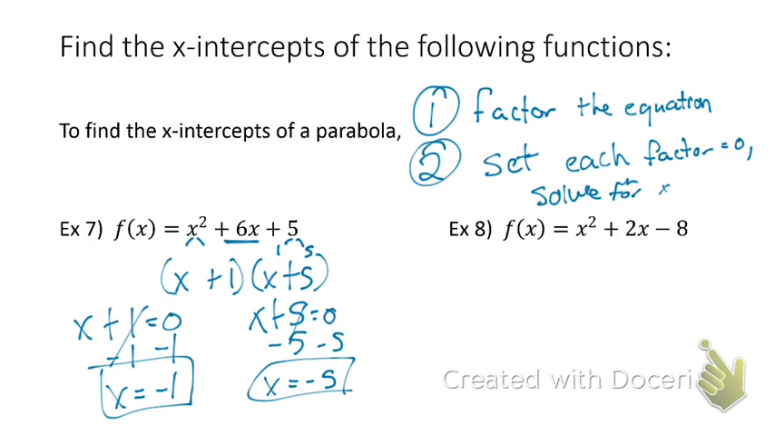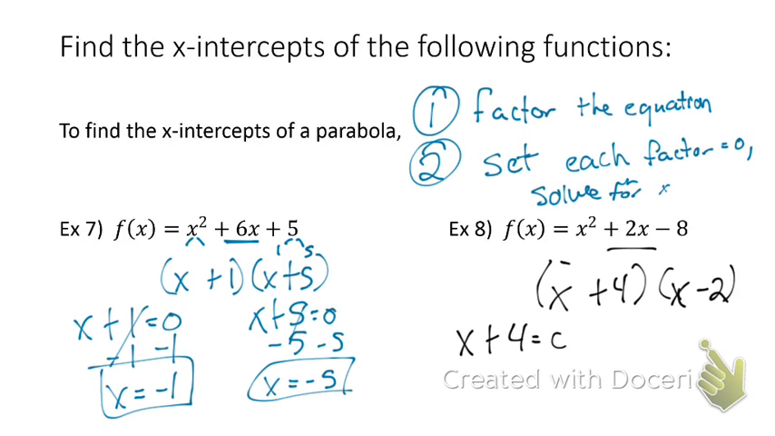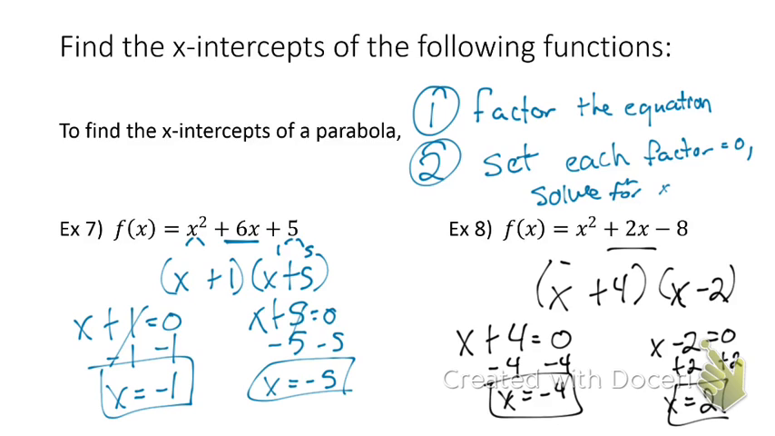Example 8, we're going to do the same thing. We're going to start by taking our equation, x squared plus 2x subtract 8, and factor it. So I'm going to split x squared up into x times x. I'm going to split up -8 into positive 4 and subtract 2, because 4 minus 2 would leave us the 2 here in the middle. Now I set each factor equal to 0. For the factor on the left, we'd start by subtracting 4 on both sides. That leaves us with x is equal to -4. On the right side, we add 2 on each side. That leaves us with x is equal to positive 2. And that's all we have to do for x-intercepts and y-intercepts.